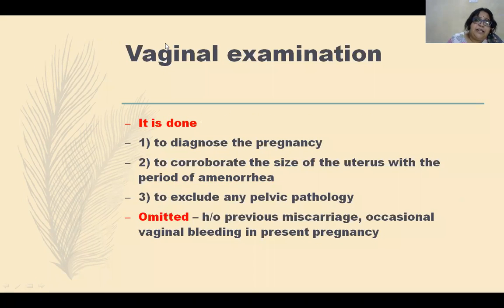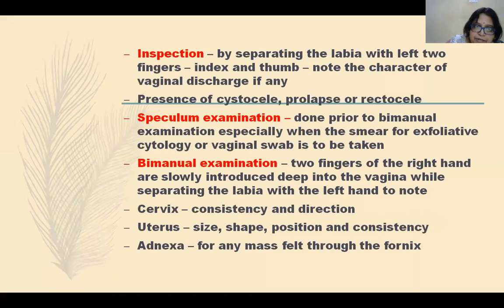In vaginal examination, why is it needed? It is done first to diagnose the pregnancy and to note whether the size of the uterus corresponds with the period of amenorrhea, and to exclude any other pelvic pathology. And vaginal examination is not done in case of any previous miscarriage, any bleeding, or if the patient reports any hemorrhage during this pregnancy. You should never do a vaginal examination.